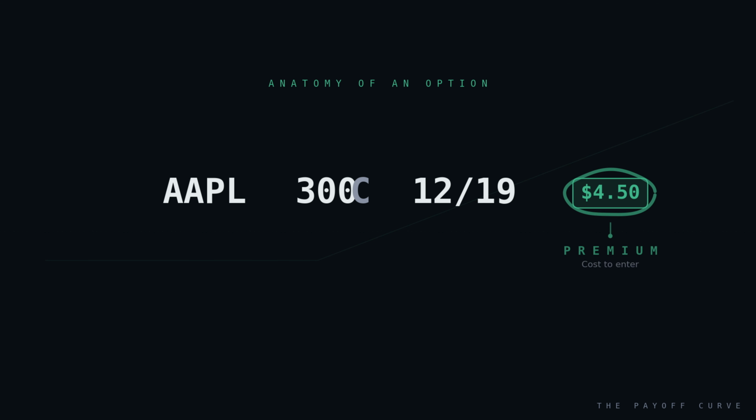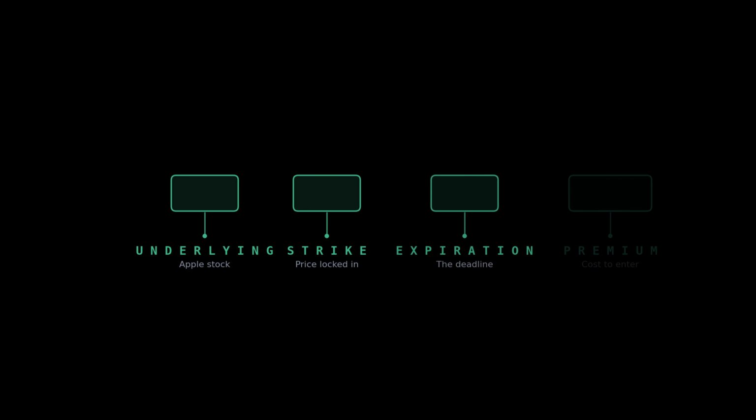And fourth, the premium. This is the price you pay to buy the option in the first place. It's not the same as the strike price, it's the cost of entry into the contract. Underlying, strike, expiration and premium. Those 4 things define every option that exists.